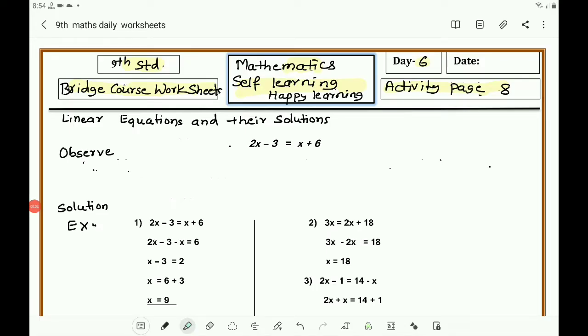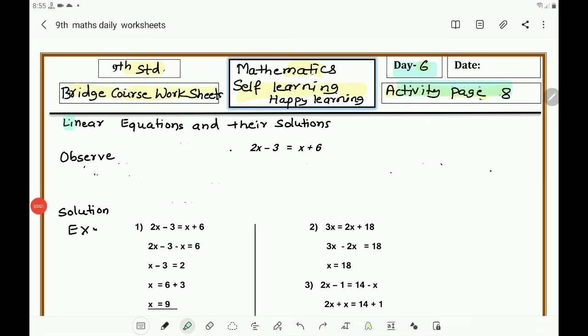Children, it is a bridge course activity, page 8 for day 6. So it is linear equations and their solution. Children, you observe one example, 2x minus 3 equals x plus 6.